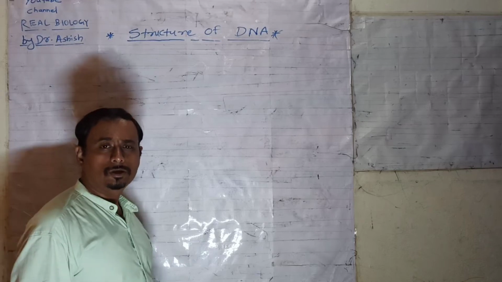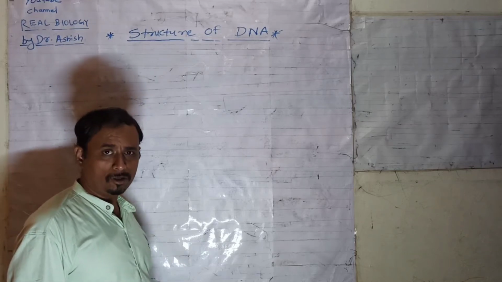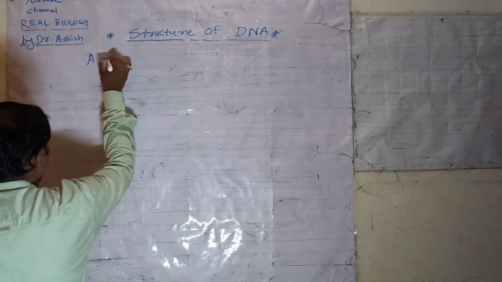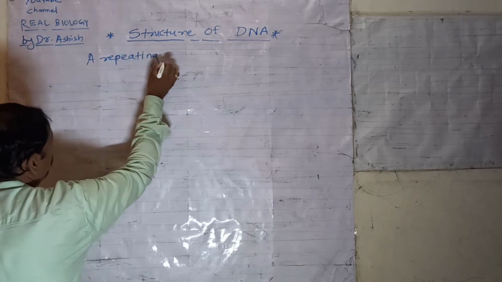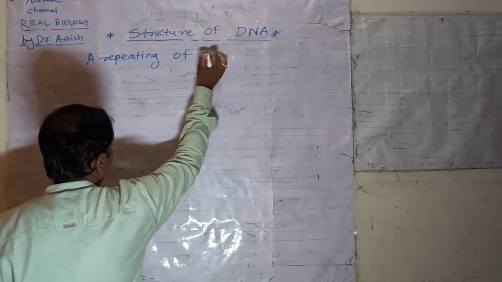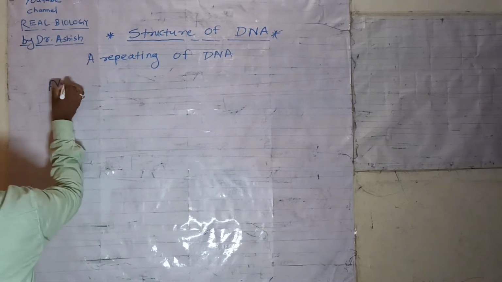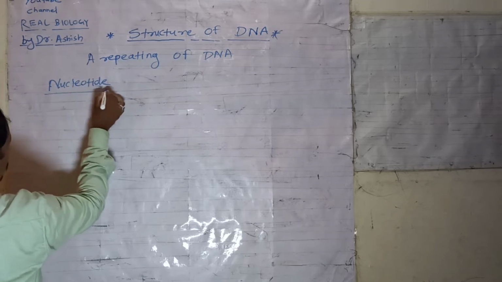Today we are going to study the structure of DNA. In that we are going to study what is the repeating unit of DNA. So let's see. A repeating unit of DNA is known as a nucleotide. So what is a nucleotide?